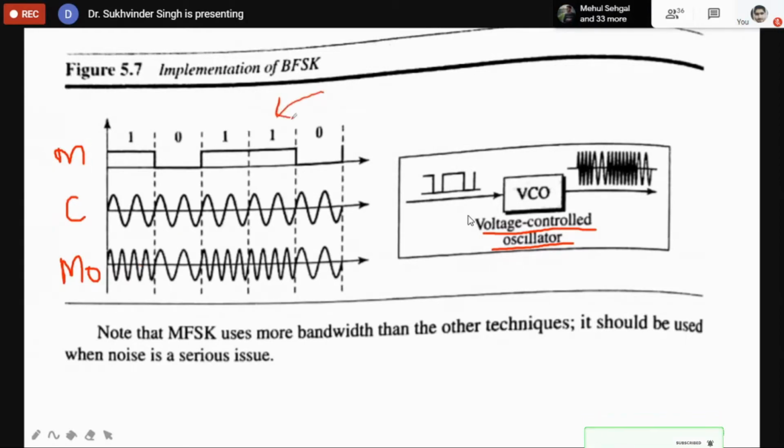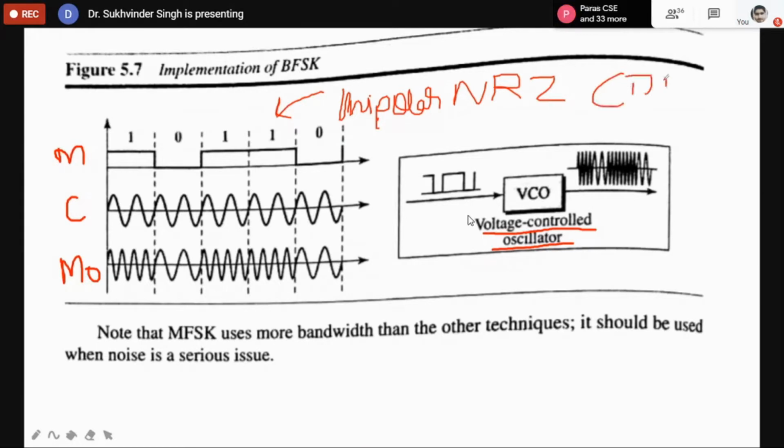Yes, sir. Okay. So binary FSK, we require a signal called unipolar NRZ. It is a digital signal. We have already studied the digital data and digital signals.